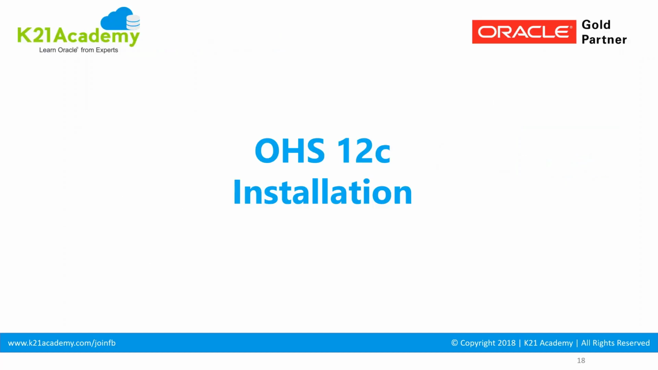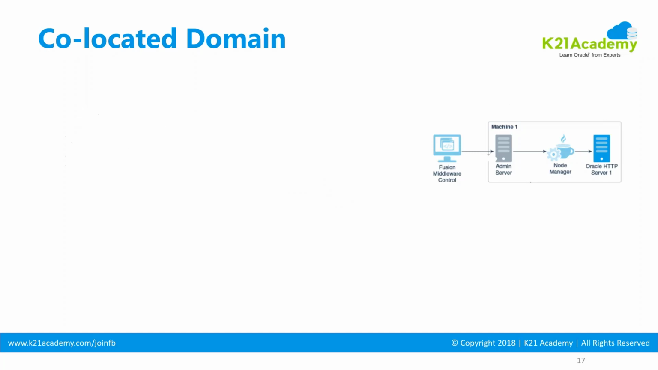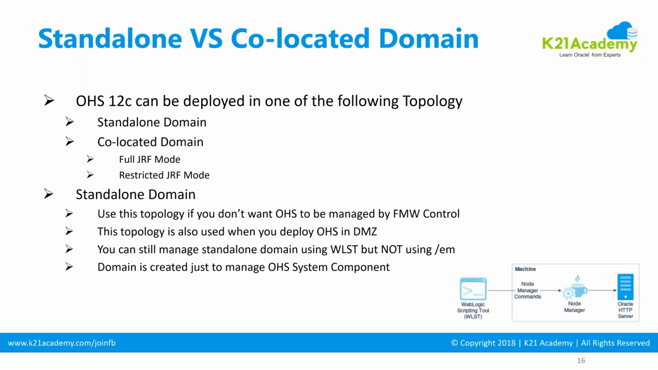So let me repeat one more time, because it could be quite confusing the first time you do it. First of all, you can deploy Oracle HTTP Server either in a standalone domain mode or a co-located domain mode. When will you pick standalone domain? If you don't want your HTTP Server to be managed by Oracle Fusion Middleware Control. When will you pick co-located? When you want your HTTP Server to be managed, controlled and configured via the Fusion Middleware Control.